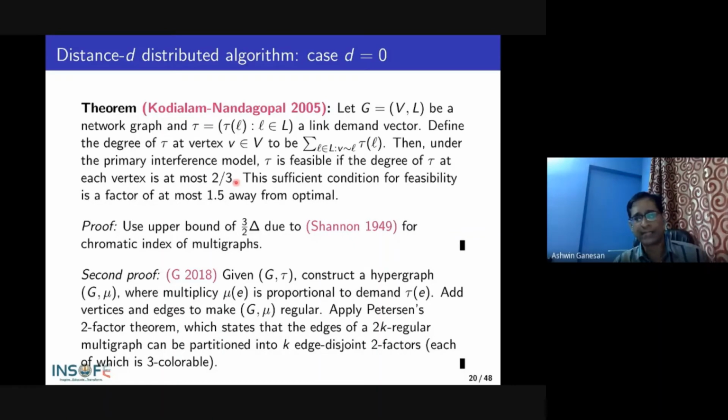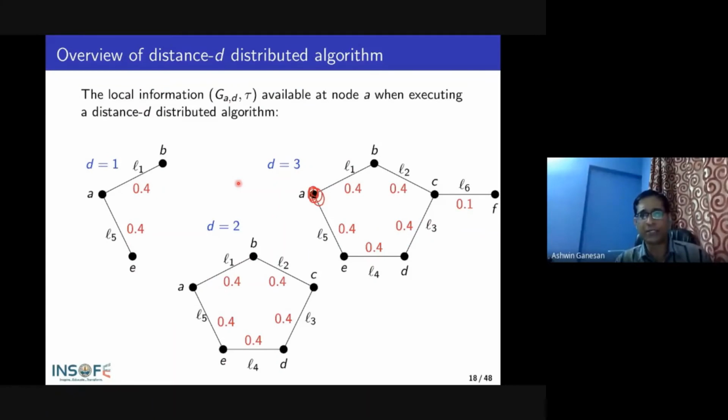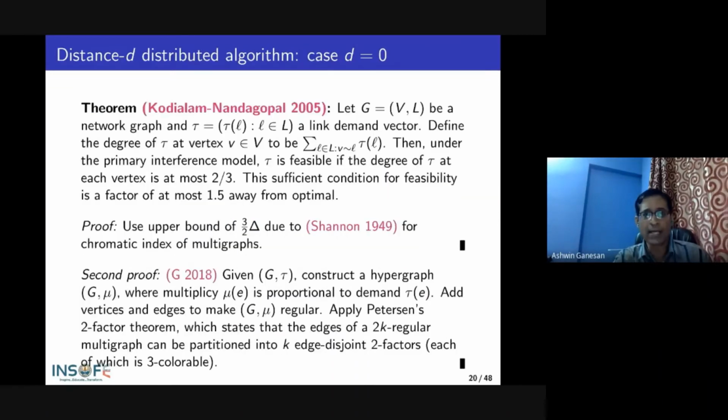So this is basically saying that if you're given a graph, for example here, 0.4 plus 0.4 is 0.8, which unfortunately is not less than or equal to 2/3. 0.8 is larger than 2/3. Similarly here, 0.4 plus 0.4 plus 0.1 is 0.9, which is again larger than 2/3. But if the degree of every vertex is less than or equal to 2/3, then yes, you can satisfy all these demands and the fractional chromatic index is less than or equal to 1. That's what this theorem says.